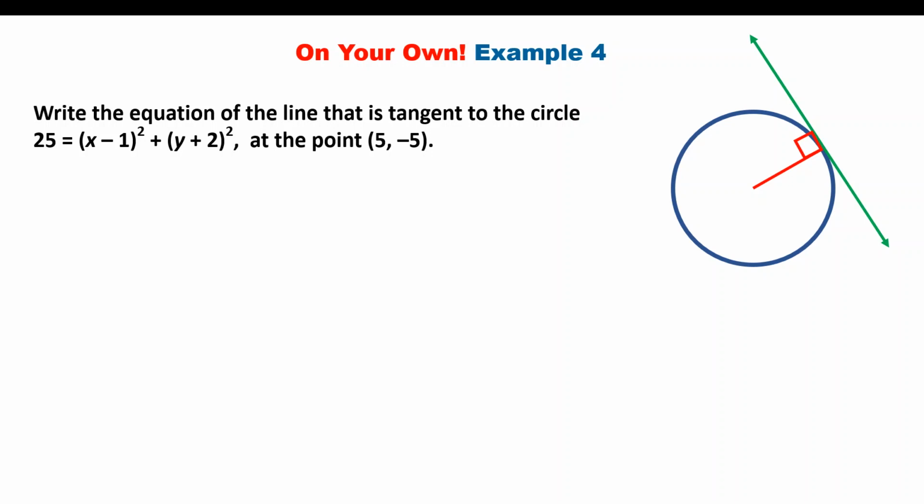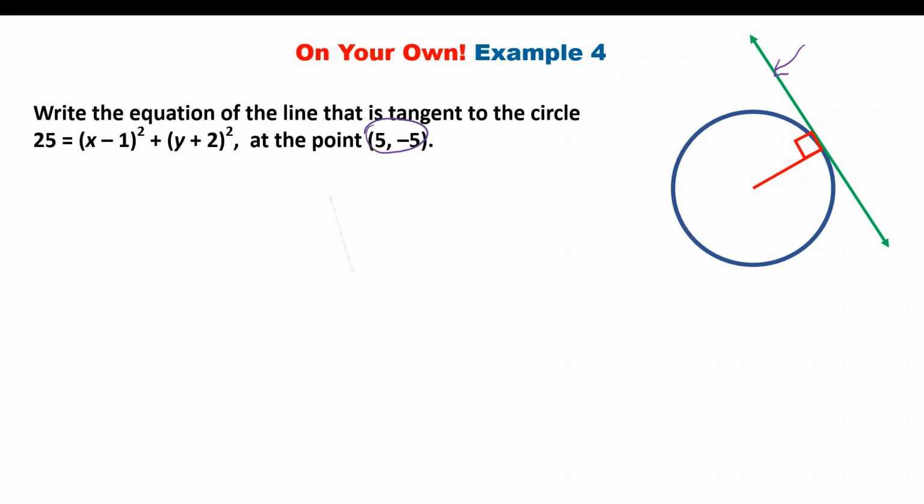All right, let's take a look at all the information that we have. It says write the equation of the line that is tangent to the circle. So we're trying to write the equation of this line right here, and it's going to be at point 5, -5.